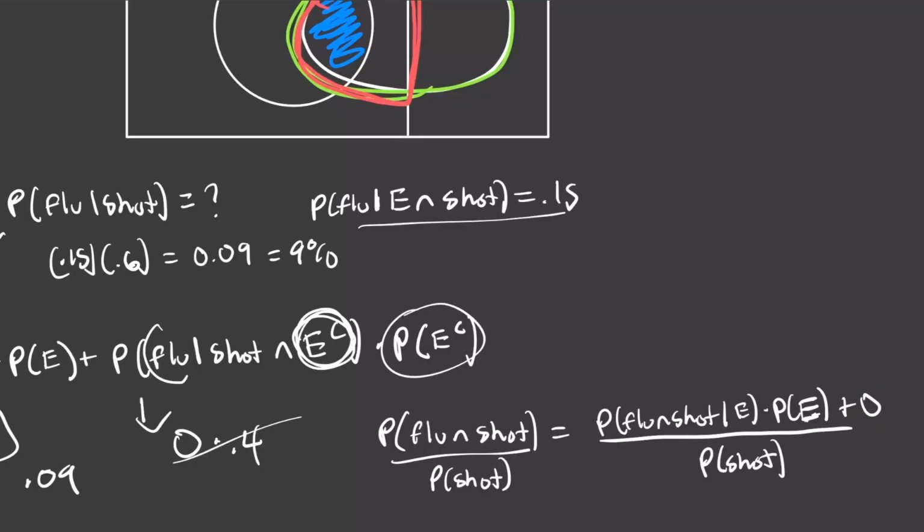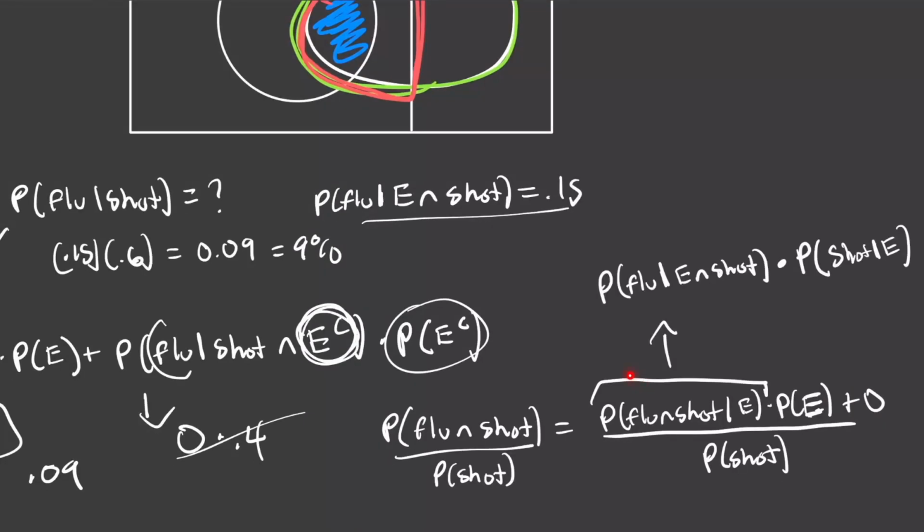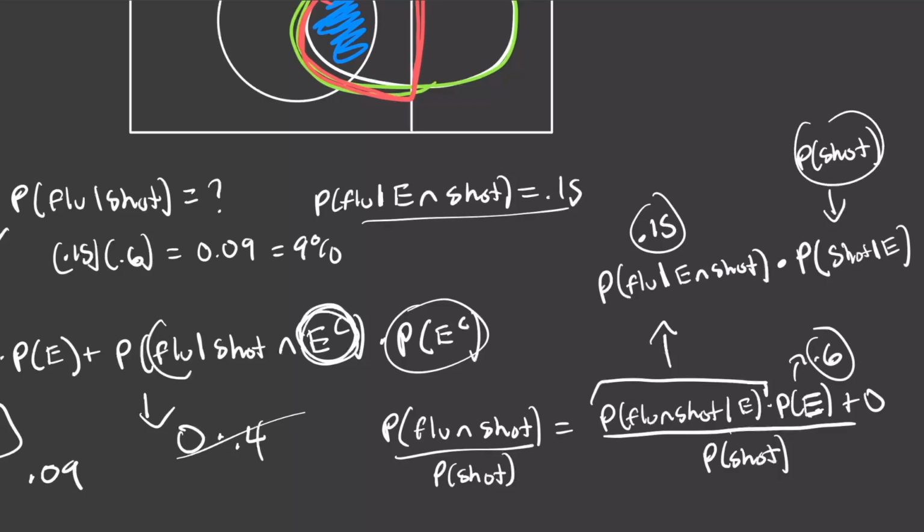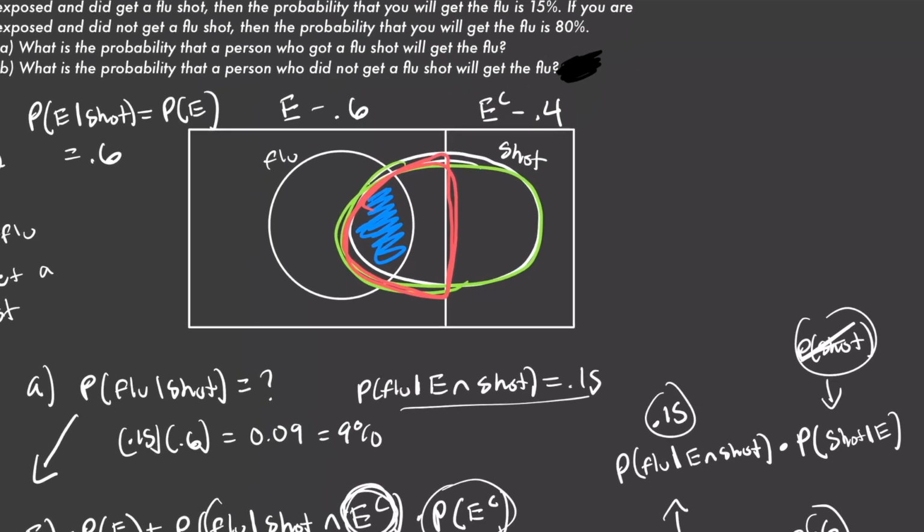So then this term's 0 because the probability that we get the flu given that we did not get exposed is 0, right? And then I can just use the product rule to break this term down into these two terms over here. And again, I know that shot and exposed are independent, so I know that this is just equal to the probability of shot. Now this is what's given to me. I know this is 0.15, and I know this is 0.6. So when I multiply this times this divided by this, well, these are going to cancel. And again, I'm going to be left with 0.6 times 0.15, which will give me 9% again. And I still think it's most intuitive to look at it in terms of the Venn diagram.